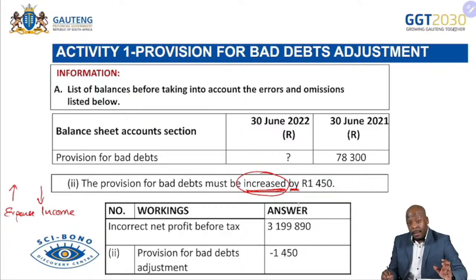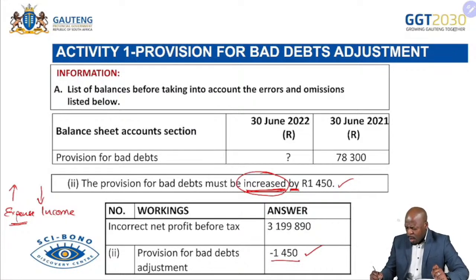Remember, in the income statement, we are bringing the adjustment amount. So here my adjustment amount is 1,450, which is an increase. As I've said, an increase is an expense. Hence, you see here, I've said minus 1,450. Why am I saying minus 1,450? Because an increase in provision for bad debts is an expense. Therefore, it is going to decrease the profit that I had incorrectly calculated. Hence, you see, I have a minus in this case.